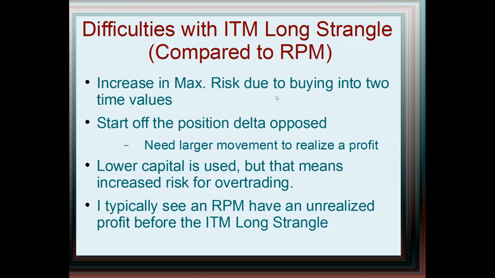Another problem that's hidden with the in the money long strangle is that you're not delta neutral, you're delta opposed. You need to see a much larger movement in the stock, one direction or the other, in order to realize a profit. Every example I've run for every Radioactive Trading investor who's asked me to do the comparison of an in-the-money long strangle versus the married put sees a profit to the upside long before that in-the-money long strangle will. The lower capital is used, but that means you can run the risk of over trading as well.